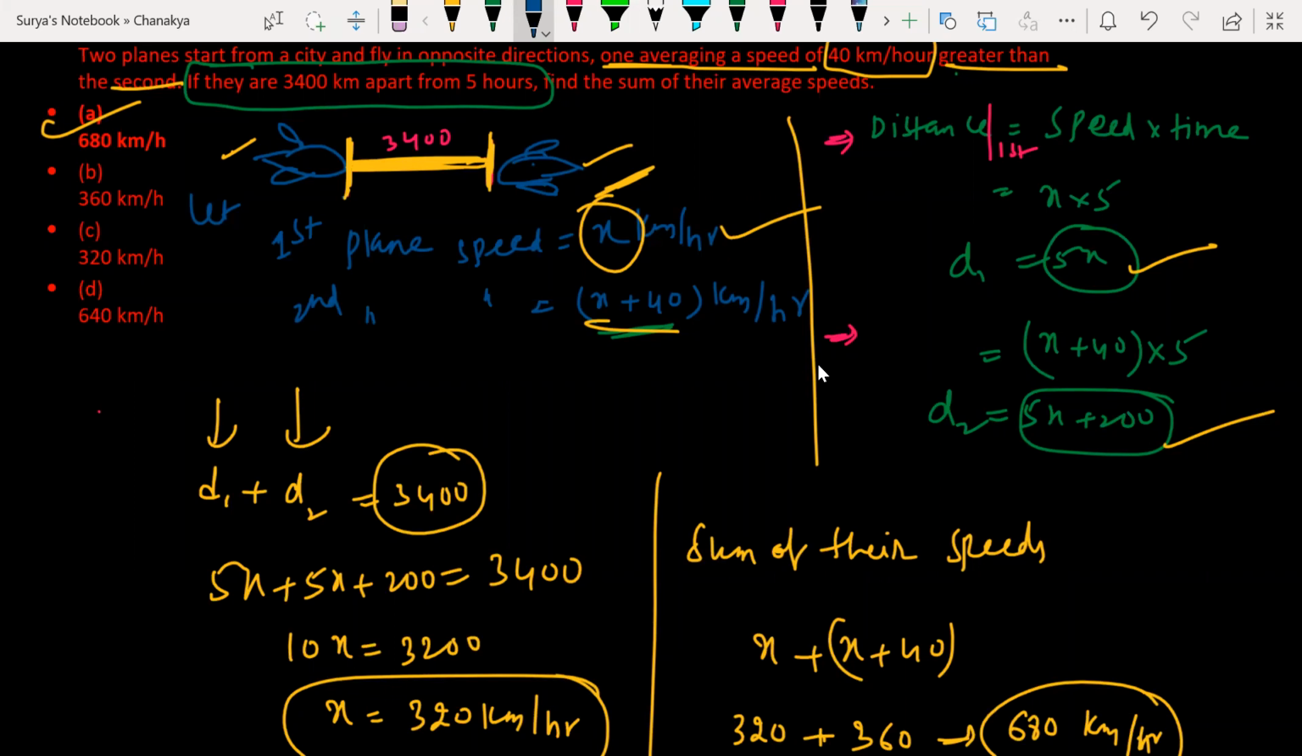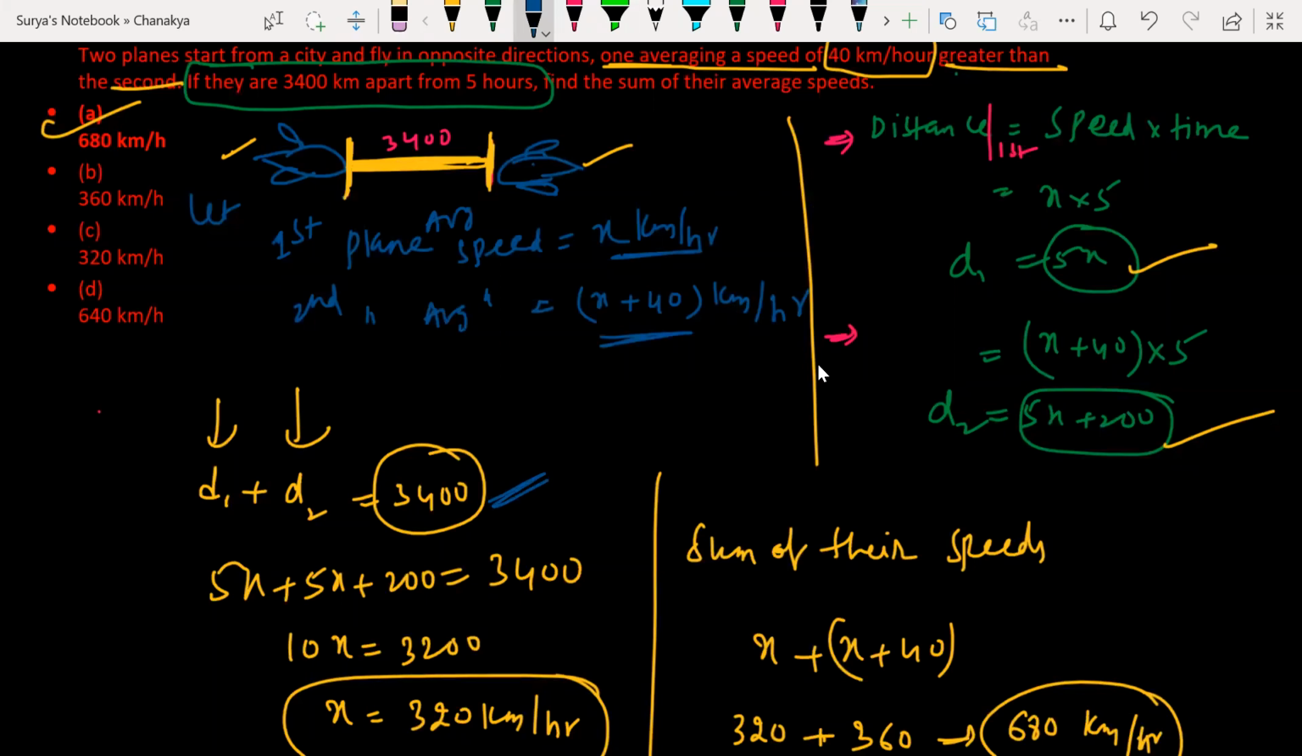No, not that one. He himself has given that the average speed of the first plane is 40 more than the second. That is the reason for the first plane I took x, the second one x plus 40. This is the average speed here. The average speed of the second one is x plus 40, the first one is x. So the sum of their distance is how much?